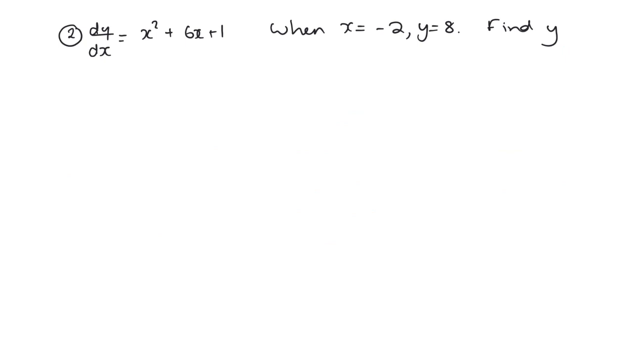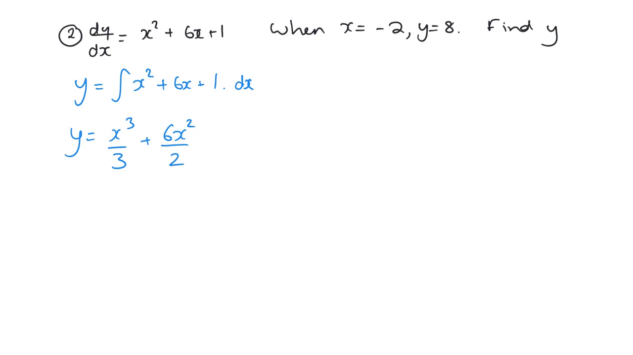Second example then, our gradient function dy by dx is x squared plus 6x plus 1. We're given our boundary conditions here. When x is minus 2, y is 8, and we have to find y. So y is the integral of our gradient function. So we get x cubed over 3 plus 6, add 1 to the index, divide by the new index. So 6x squared over 2 plus x plus c.